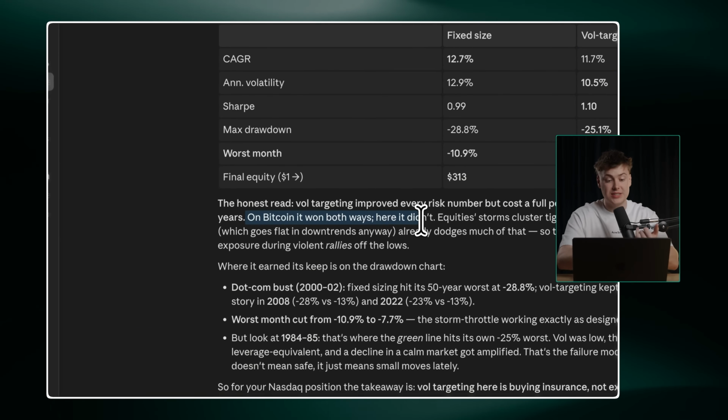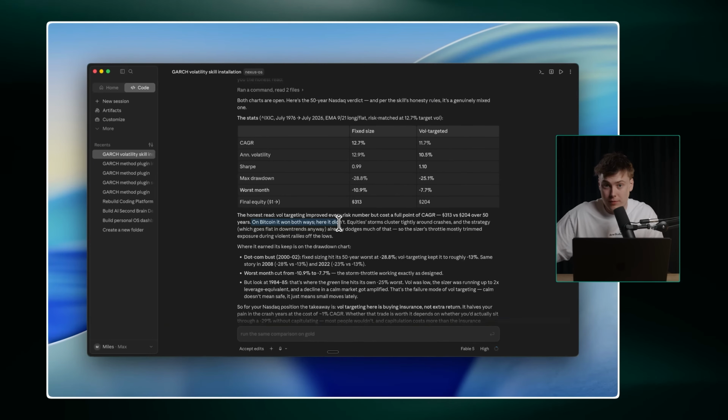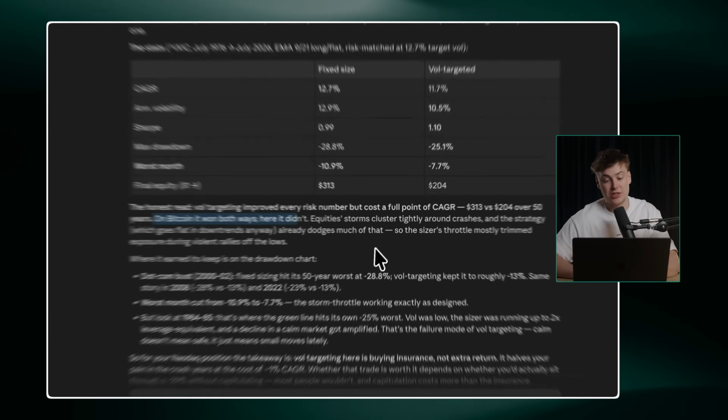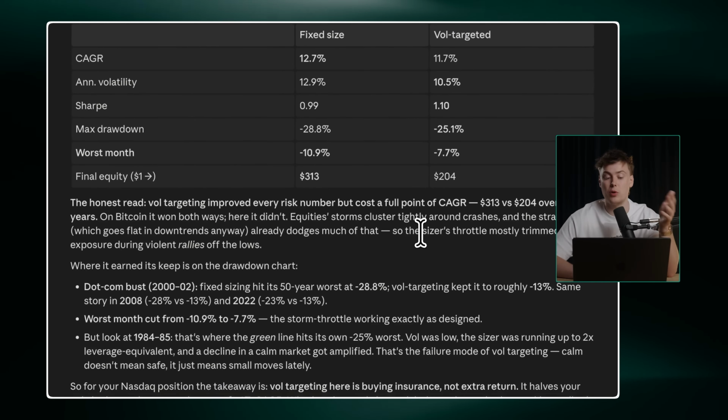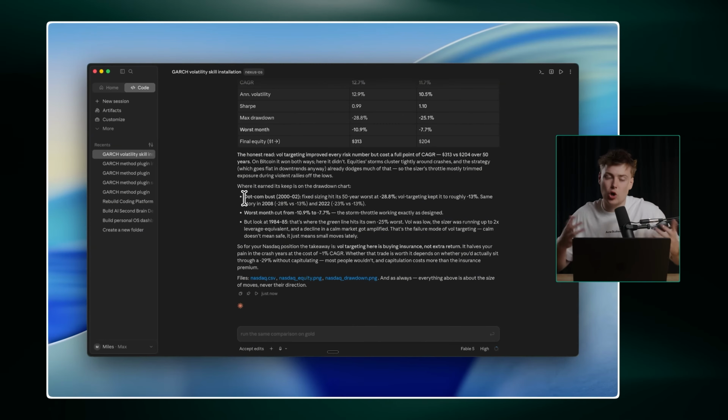So Bitcoin won risk and absolute return. Equities didn't. Equities won the risk component, which may have enabled you to size up more, which may have enabled you to end up out returning, but that is a variable test we need to run on new numbers. But nonetheless, it did cost in this experiment less returns because the sizes throttle mostly trimmed exposure during violent rallies off the lows.